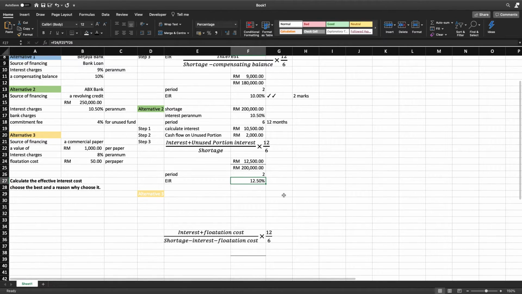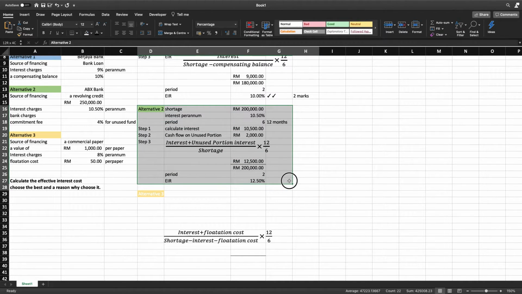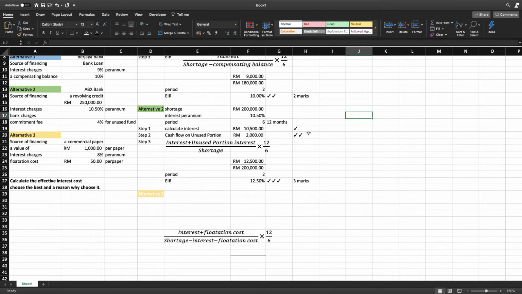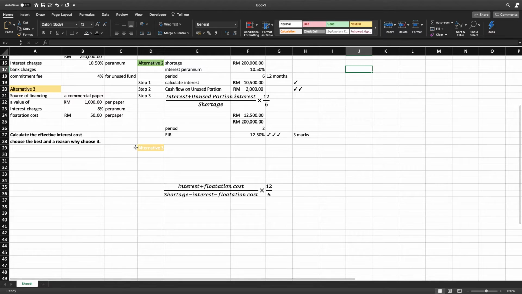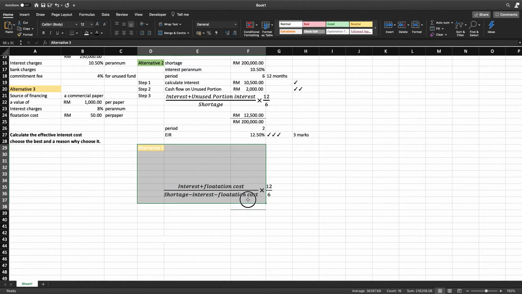So how do you get the marks? This is 3 marks. You will see one tick here, calculating the unused portion is a double tick, and this is a triple tick. 6 ticks divided by 0.5, you will get 3 marks. That's why you need to show your calculation. Alright, the last one is alternative 3.